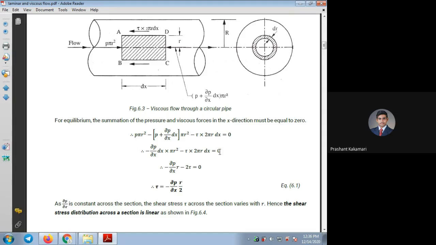Now if you cancel the remaining terms, we are left with minus dou P by dou x into r minus 2 into tau. What did we cancel? We cancelled pi r on both sides and dx on both sides. So now we are left with tau equal to minus dou P by dou x into r by 2. This is the shear stress on the cylindrical surface.